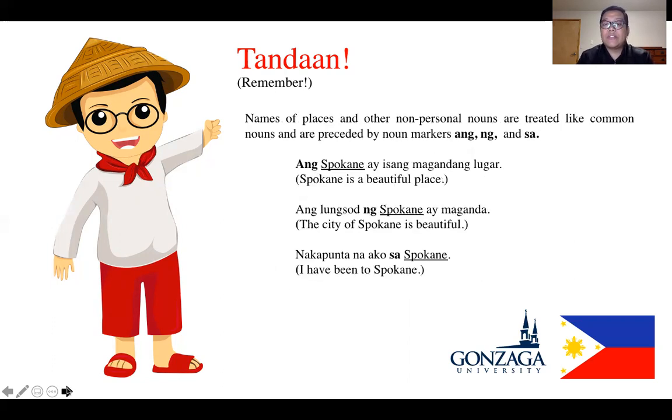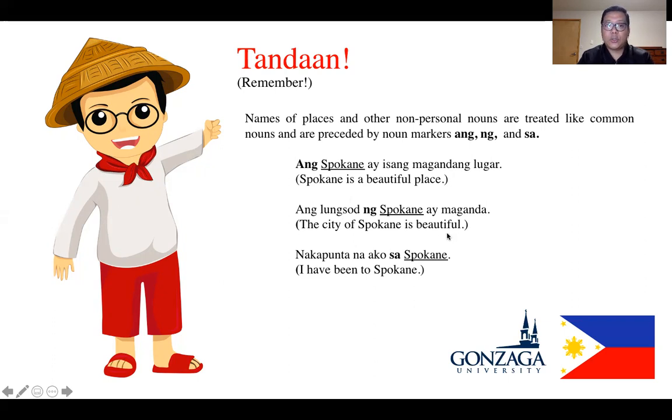Now, how about for names of places? I mentioned a while ago that you cannot use si for places, right? Names of places and other non-personal nouns are treated like common nouns, so they are preceded by noun markers ang, nang, and sa. Okay? So you say, ang Spokane ay isang magandang lugar, or Spokane is a beautiful place. So you cannot use si Spokane. That's wrong. Ang Spokane ay isang magandang lugar. Or, ang lungsod ng Spokane ay maganda. The city of Spokane is beautiful.